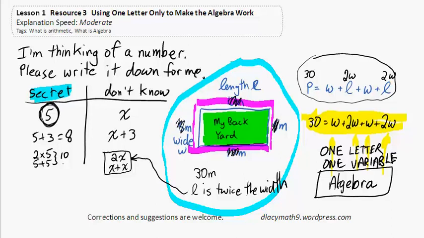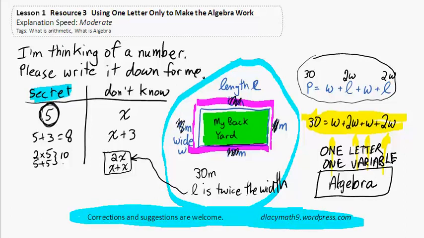Try the practice associated with this video and see if you can write a few expressions in terms of one letter only. Thanks.